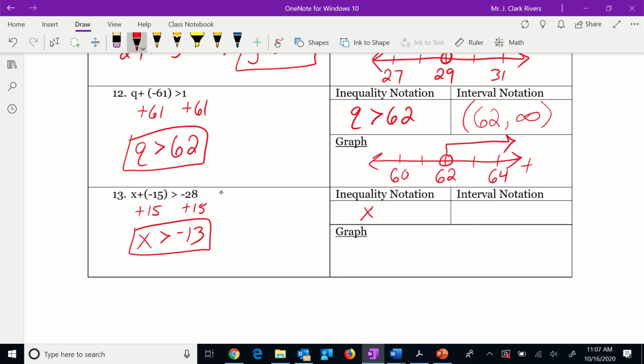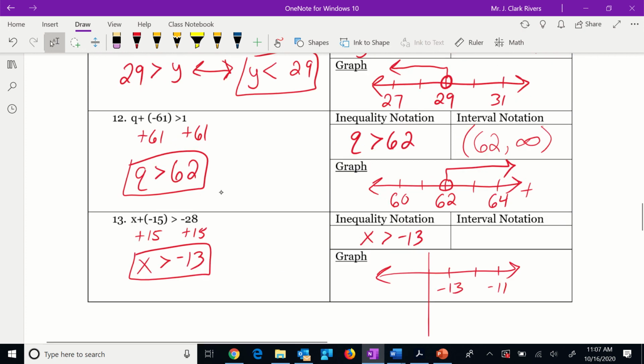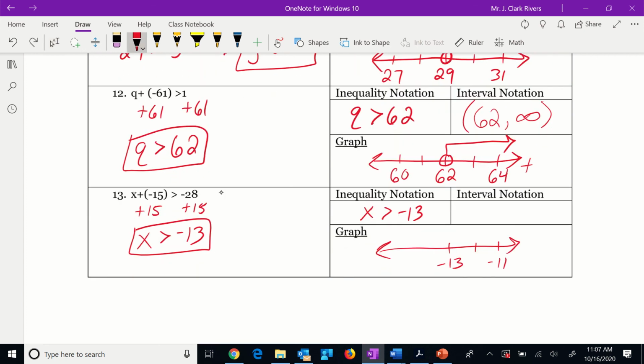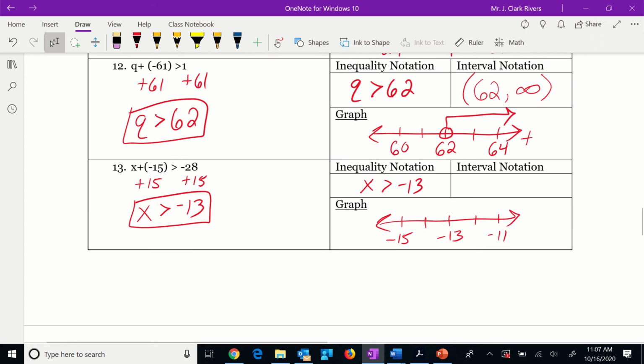That's our inequality notation. The variable is on the left, that's good because it makes our graphing a lot easier. Negative 13, negative 12, negative 11, negative 14, and negative 15. All right. Open or closed circle around negative 13? Well, x is greater than, not greater than or equal to, so open circle around negative 13. If x is greater than, all the greater than numbers are to the right, so we shade to the right.